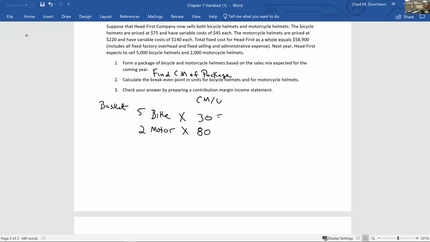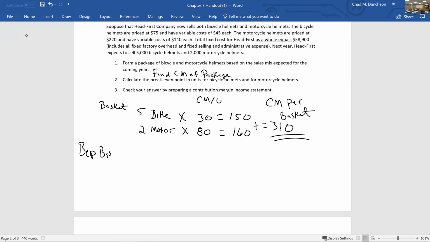When we multiply these out, that means the basket's going to have 150 here, 160 here. So if we sold a basket of products, we would have a contribution margin of $310. Break-even point of our basket then.